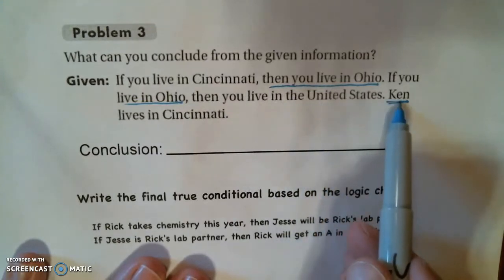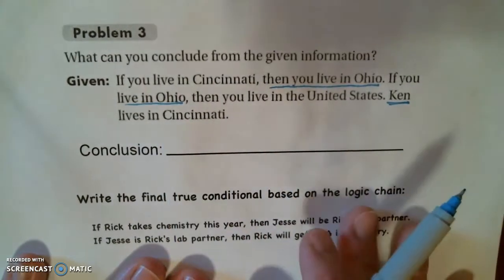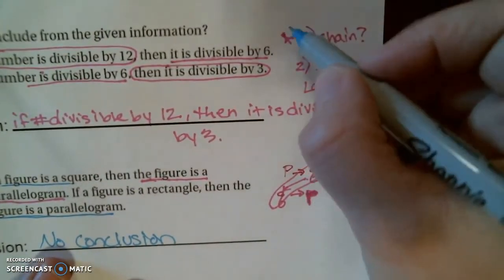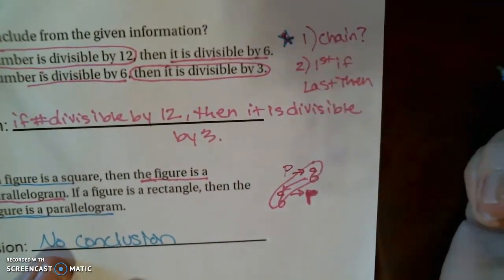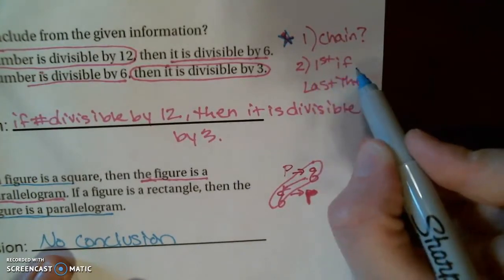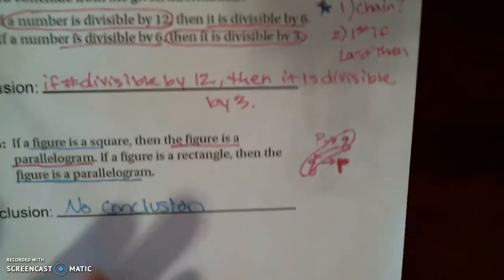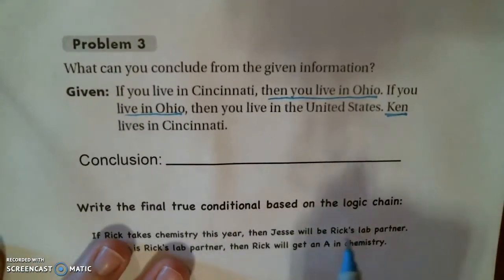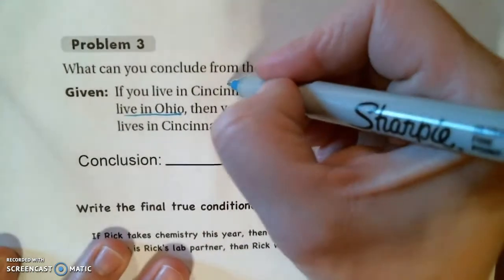Now, what they give us here is the very first if. Remember from up here, if we can make the chain, which we can make out of this information, we have to be given the first if, or we have to state the first if and then the last then. So, what we know about Ken is that he lives in Cincinnati.